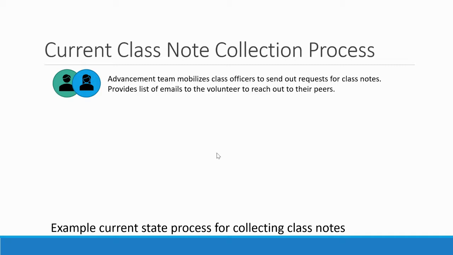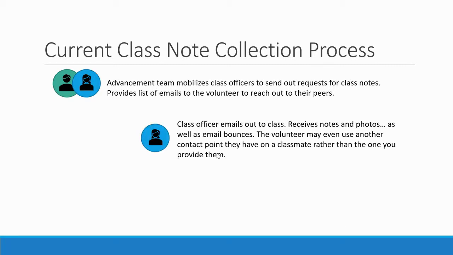I'm going to just drop into a quick process example of what you might already have today and how you can improve it with data. So let's say you're collecting class notes or you're mobilizing some class officers to help. This is where you are sending class officers emails of their peers to communicate with, giving them instructions on how to obtain class notes, and then off to the class officer. All they have to do is email their class and they receive notes and photos.